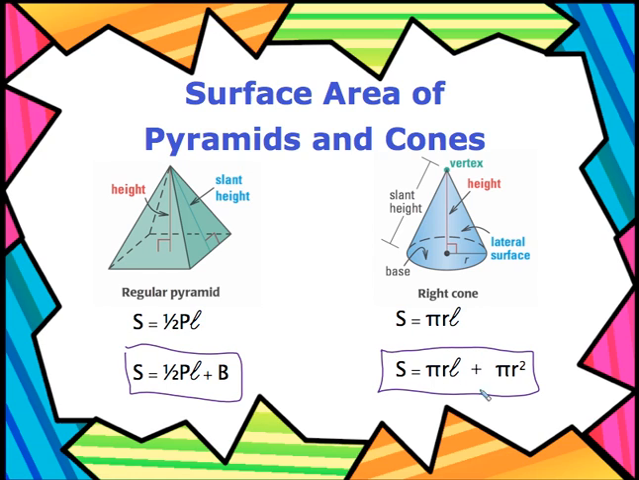So this is for cones. This is for pyramids. Capital B, remember, means area of the base. The L, that's the one that most people mess up on. It's the slant height. So don't forget that. A lot of people think length.